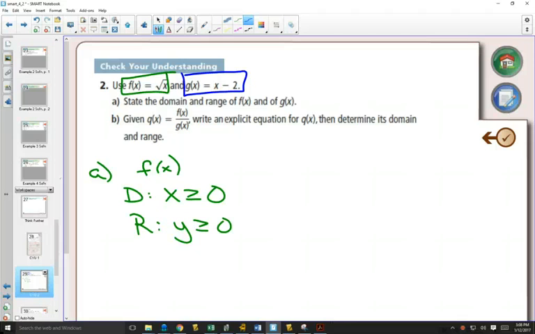For g of x, it's a line. So our domain is everything, and our range is everything. And now we're going to do the quotient.